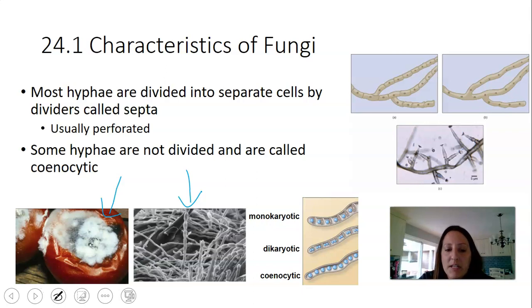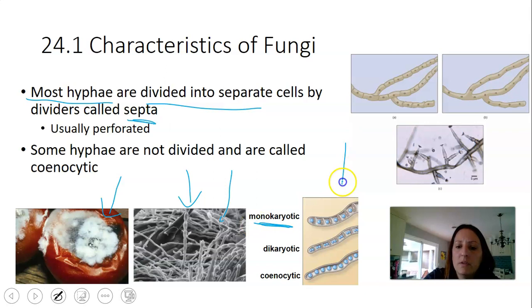Okay, and in this particular example, it looks like there are separations between the cells. Some will have that and some don't. So most hyphal strands are divided into separate cells by these dividers called septa. Okay, let's look at this cartoon down here. Let's look at the monokaryotic first. So look at this hyphal strand here. You can see the blue spheres are all nuclei. So you can see that there's one nucleus per separation, or per cell.